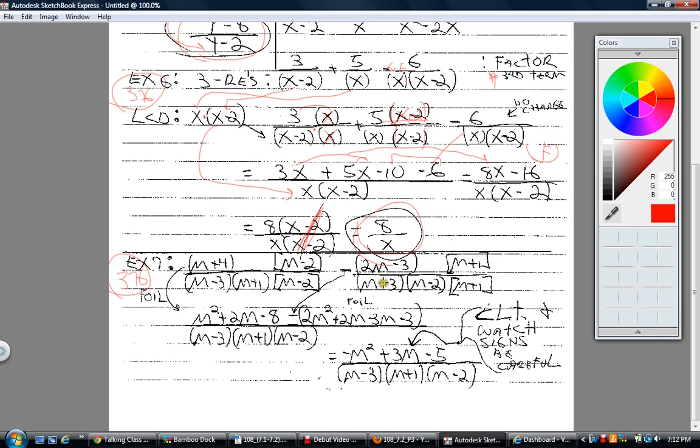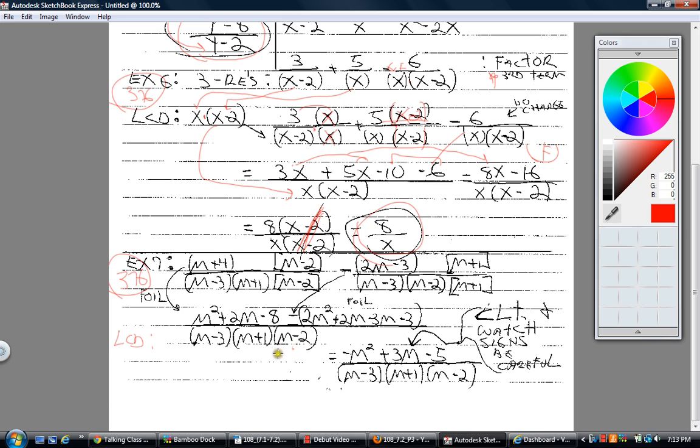So please look at the original problem so you can see that step. Okay, now we need to figure out the LCD. Each factor has got to be in it. So m minus 3 has got to be a factor. M plus 1 has got to be a factor. M minus 3 is already there. M minus 2 I added. M plus 1 we already have that one. So this is the LCD right here.